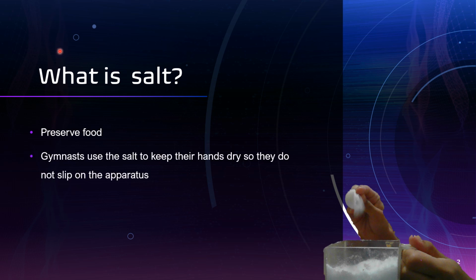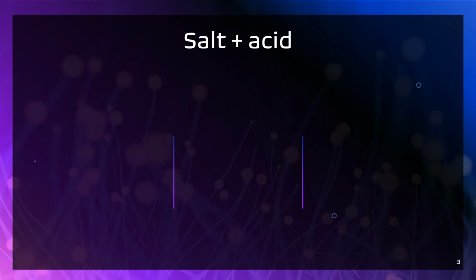Gymnasts use the salt magnesium carbonate to keep their hands dry so they do not slip on the apparatus. Calcium sulfate is a salt that is used to make blackboard chalk, and the list goes on. Every day, the chemical industry makes hundreds of thousands of tons of different salts.